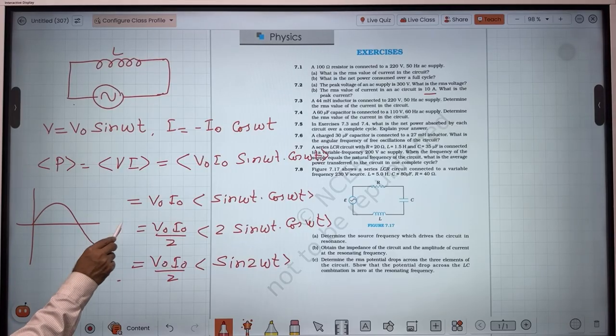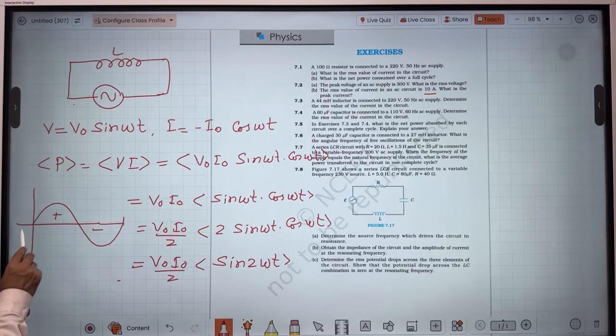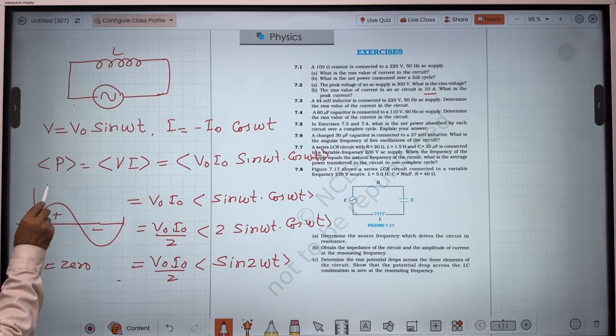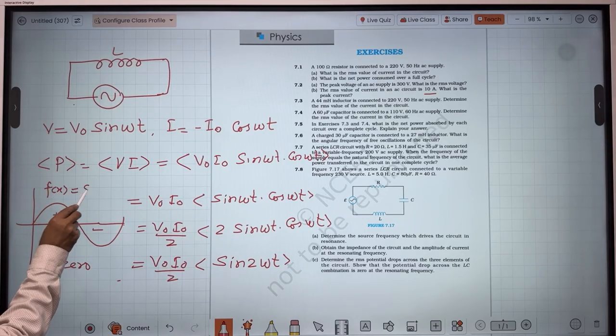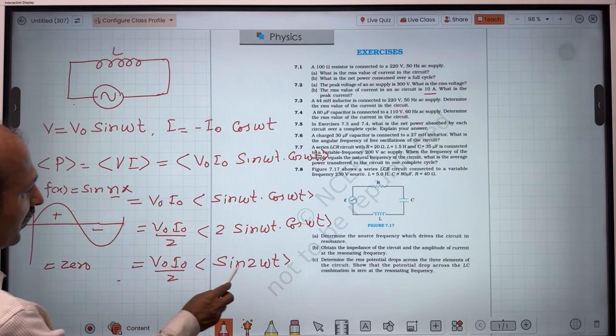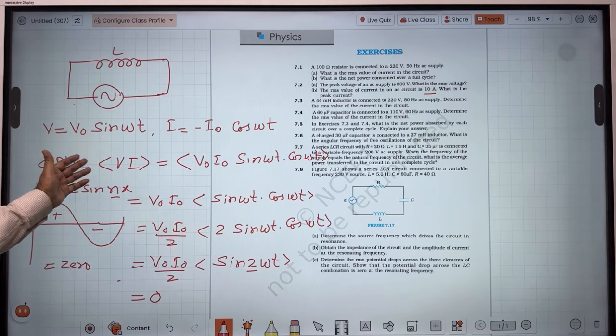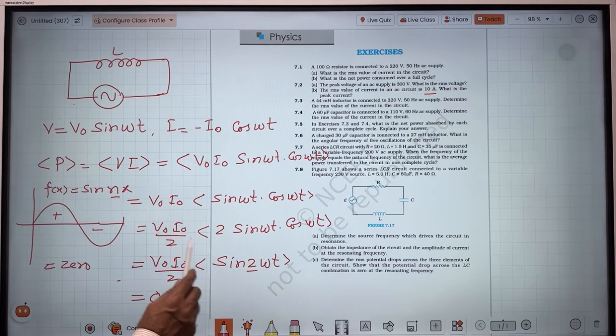Here, if you observe this complete cycle, this is positive, this is negative, this is a sine curve. So the average value for the whole cycle will be 0. And this will be true for f(x) equal to sine nx, where n can be any number 1, 2, 3, 4. Here this number is 2, n equal to 2, right? So its value will be 0. So the average power consumed by an inductor in an AC circuit will be 0.